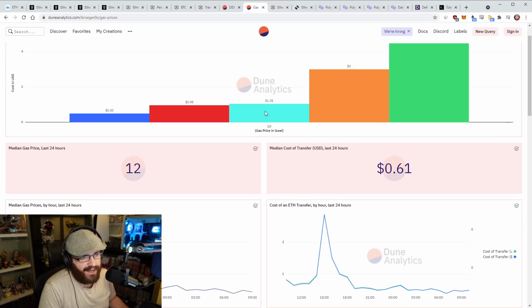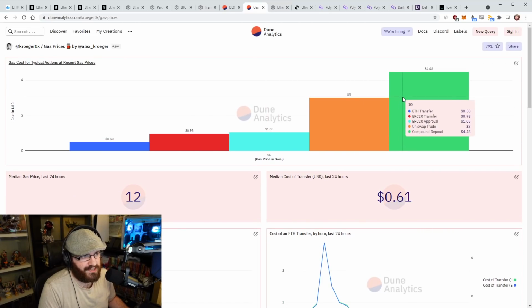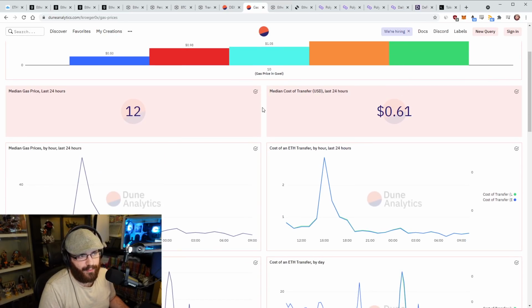Gas prices have definitely been a topic of conversation for a very long time now. But now that we're in the lower gas prices, not many people are talking about it anymore. They're like, oh my God, gas is so cheap. What transactions can I do right now? Which is kind of funny.